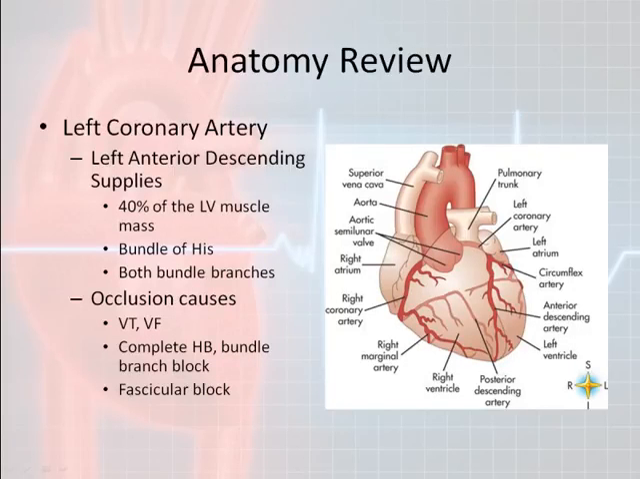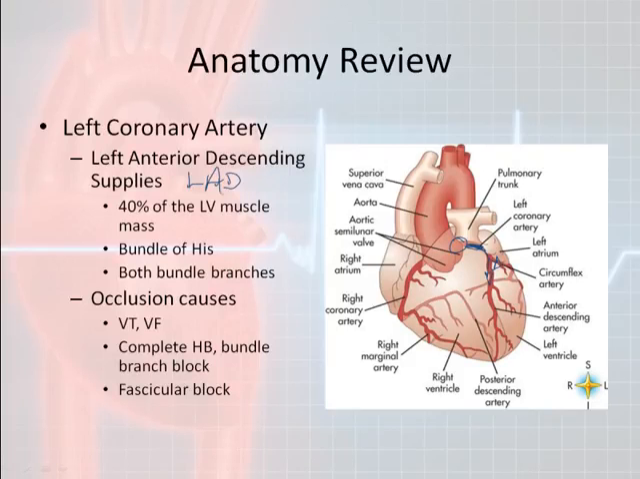The left coronary artery, which comes off over here, travels just a little bit of distance, and then it stops because it bifurcates into the left anterior descending and the left circumflex. Now when we talk about the left anterior descending, a lot of times this is abbreviated LAD. You might have seen that before. It perfuses 40% of the left ventricular muscle mass.